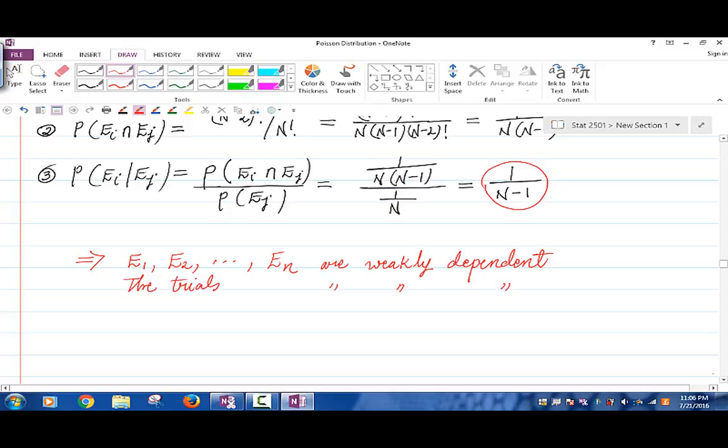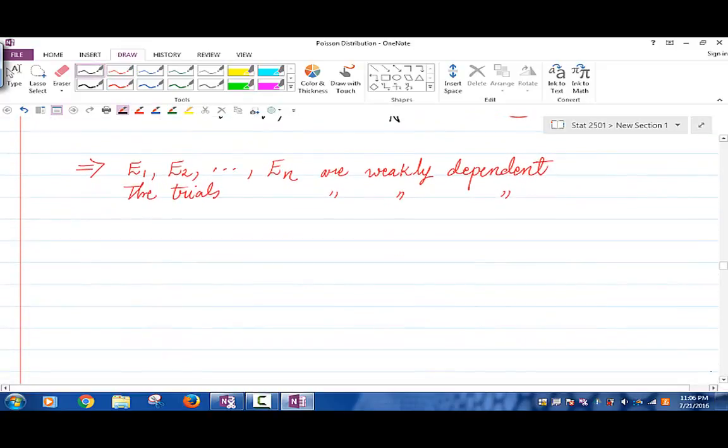Okay, so what we can do though is say the following. Let X be the number of successes. Remember, there are capital N trials here.